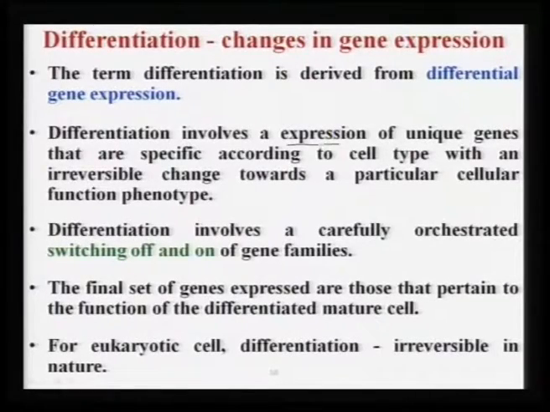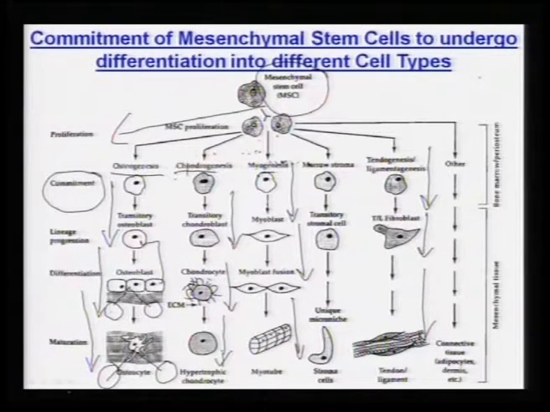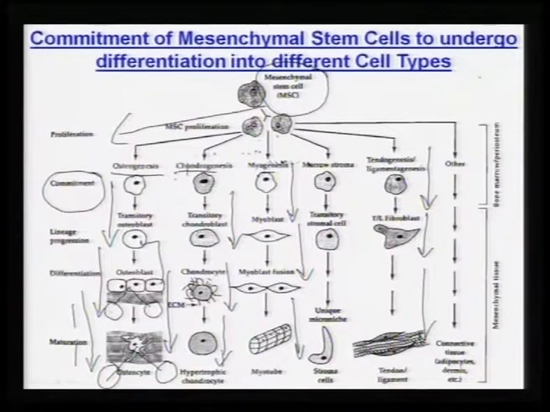Differentiation involves the expression of unique genes that are specific according to a cell type, with an irreversible change towards a particular cellular phenotype. What I mean is that an osteoblast can be differentiated to osteocytes, and it is an irreversible process. So, if you go back to that, this cannot take place: osteocytes to osteoblast. Do you understand what I am saying? So, what I am trying to say is that osteoblasts can only be differentiated to osteocytes in an irreversible manner. It is not a reversible phenomenon, this differentiation process.